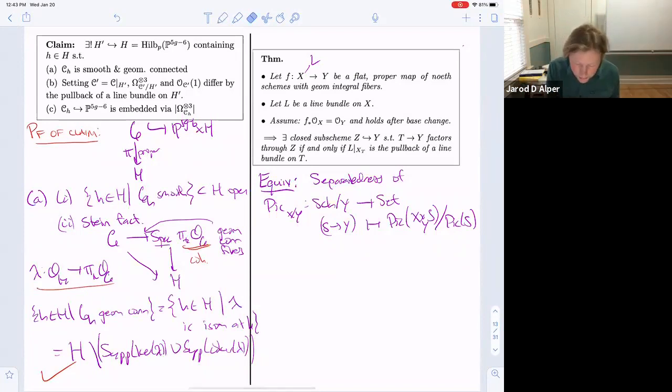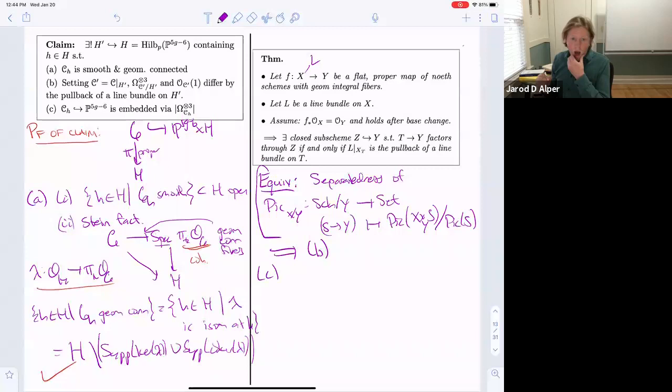But anyway, this theorem is precisely what gives us B. And then for C, let me just say it quickly. I really am running out of time.